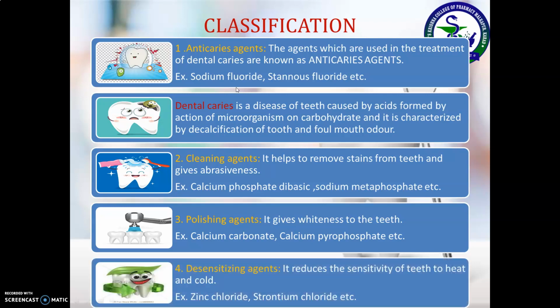And fourth class is desensitizing agents. Whenever there is sensitivity because of heat or cold, or we can say whenever enamel is damaged, we use these desensitizing agents, meaning they have the ability to reduce the sensitivity of teeth to heat and cold. For example, zinc chloride, strontium chloride, etc.